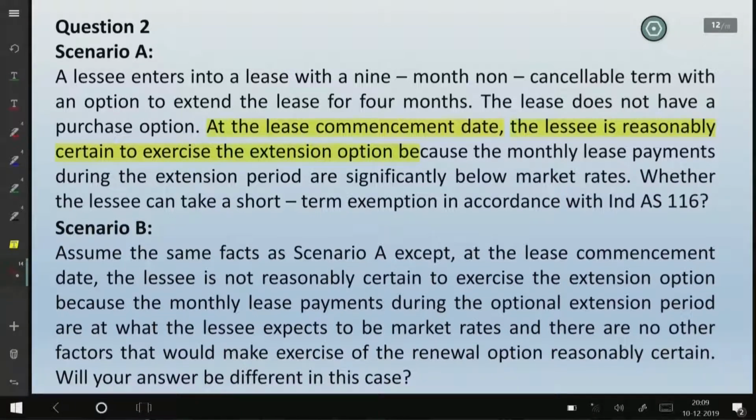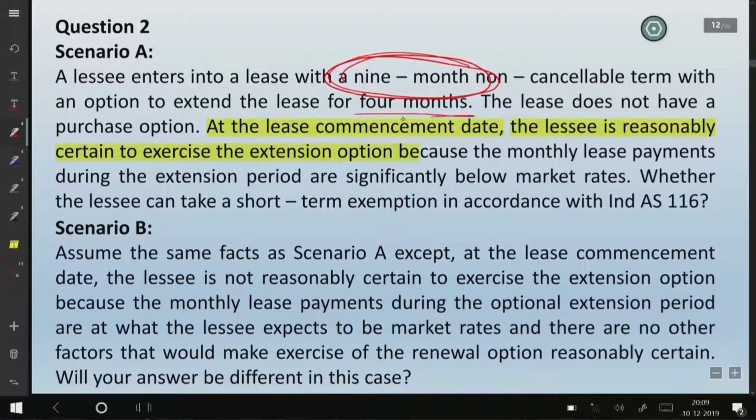The answer is obviously no, because the original lease term is for 9 months and it can be further extended by 4 months where we have already discussed that the extension is reasonably certain to happen. That means this 9 plus 4 total duration of the lease term becoming 13 months, definitely the lease cannot be classified as a short term lease, and therefore that exemption under Ind AS 116 cannot be availed.